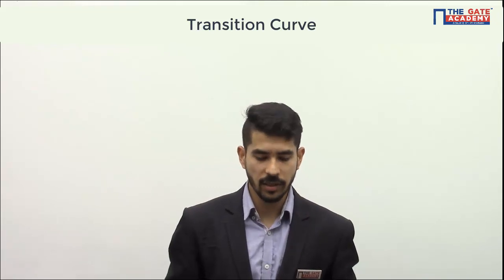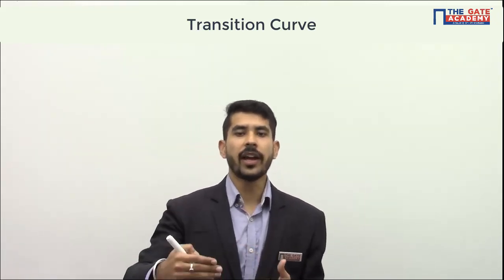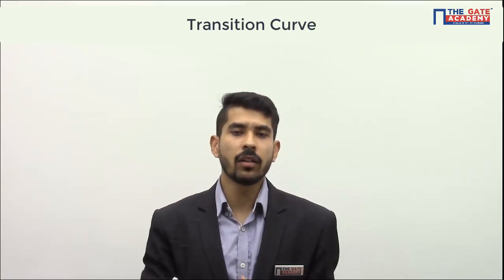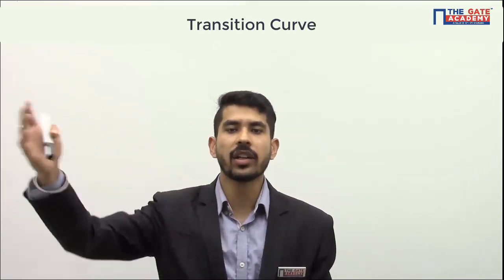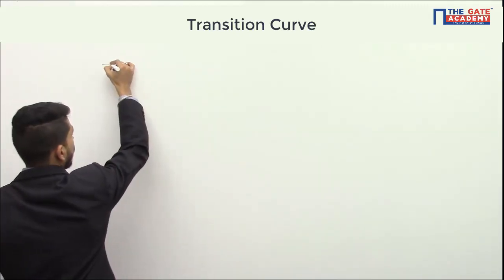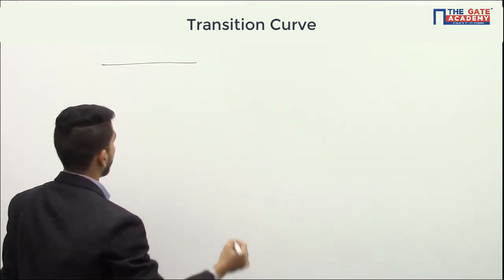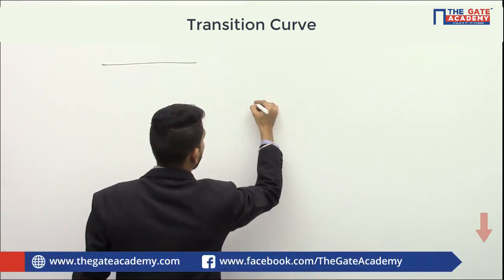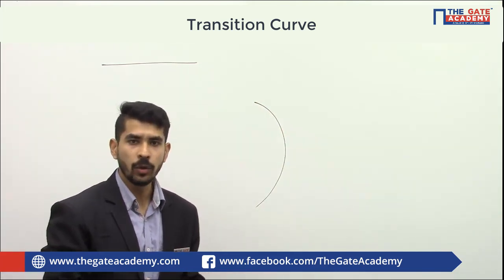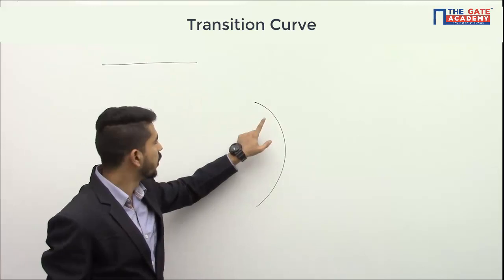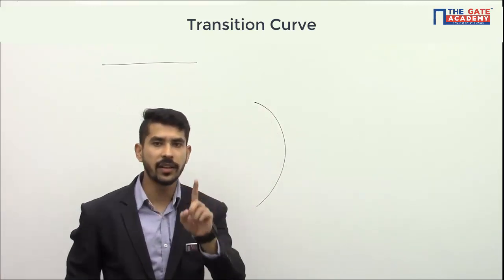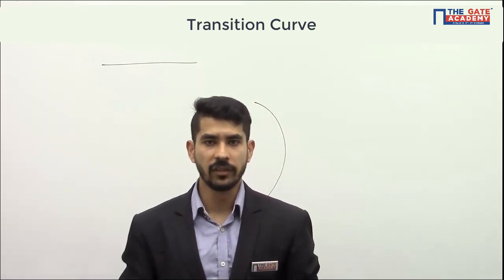Now, when we are moving on a straight highway and there is a circular curve ahead, we cannot just directly connect the straight road and the circular curve. Let us suppose this is a straight road, and somewhere over here there is a circular curve. After some distance there will be a circular curve, and if we provide a circular curve, definitely we have to provide super elevation.